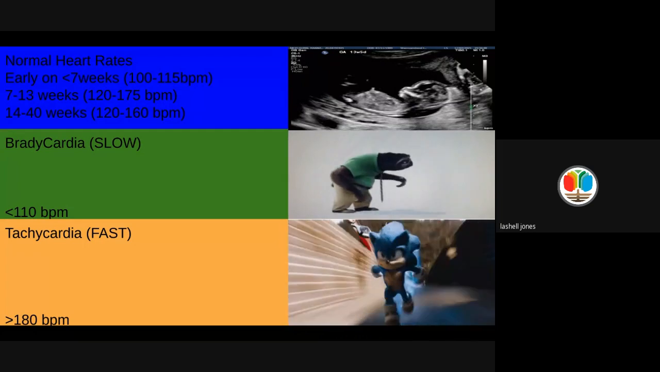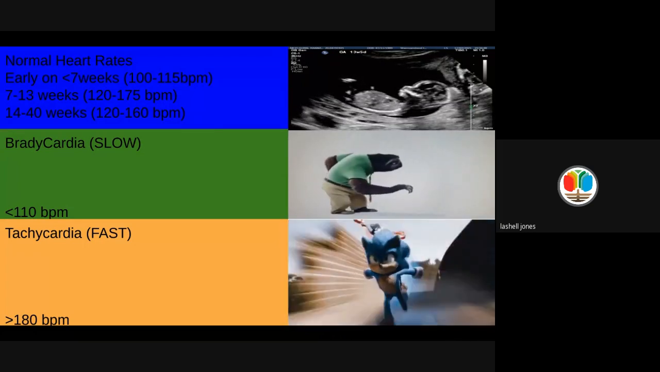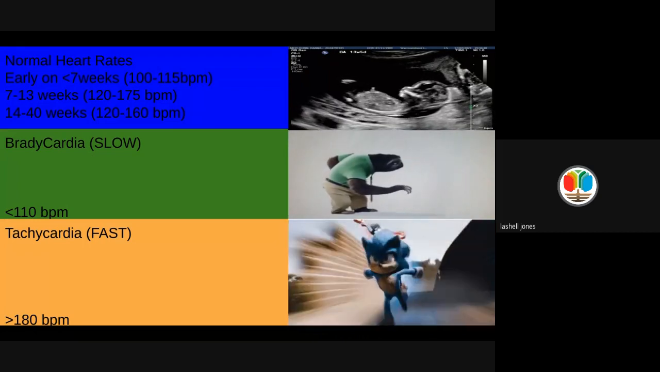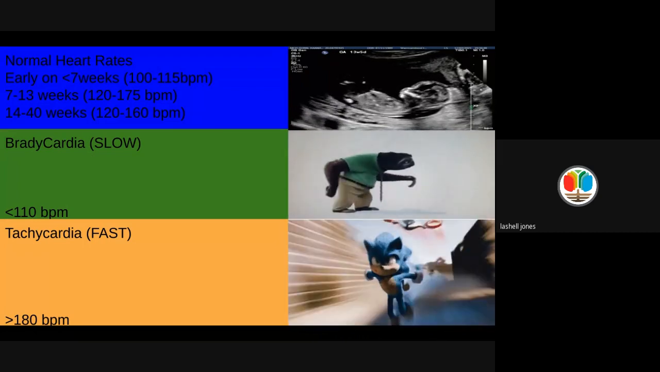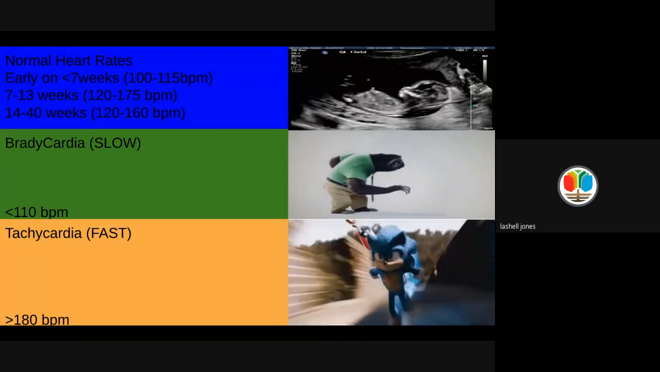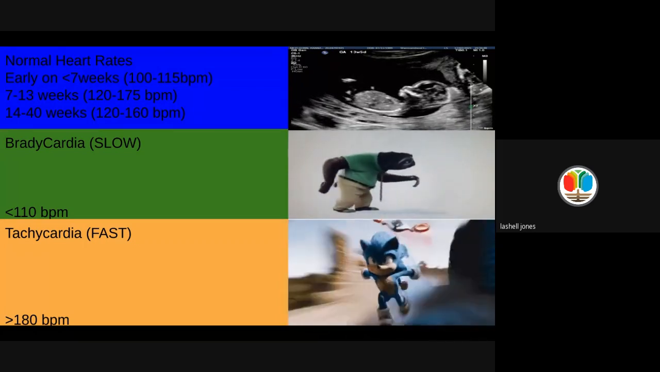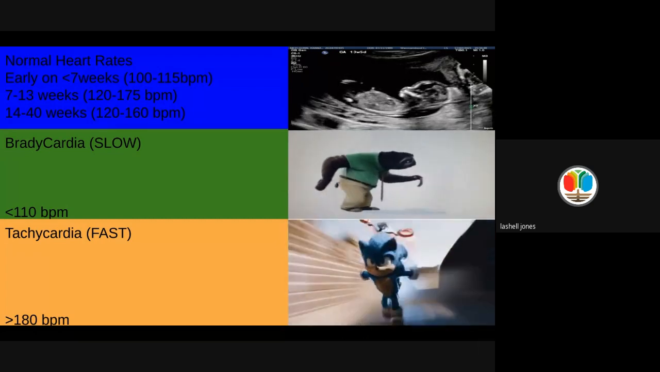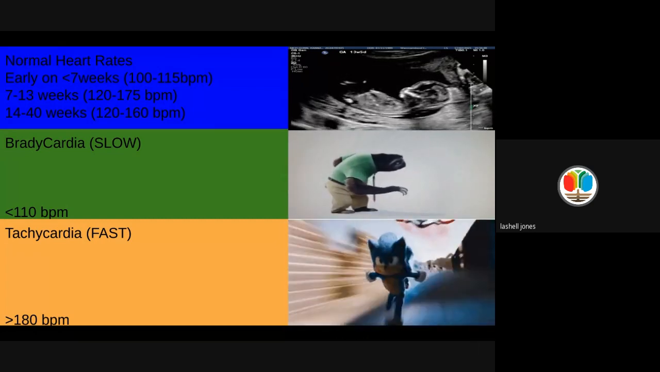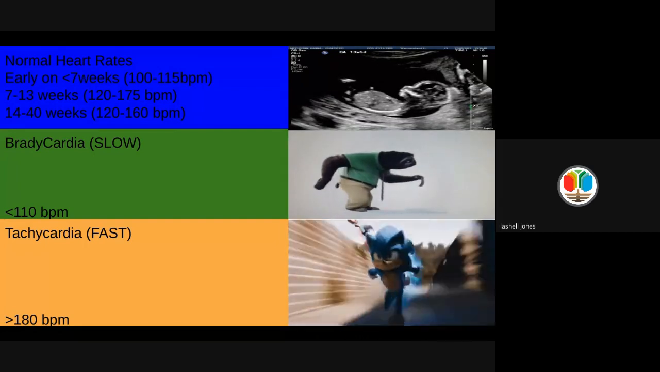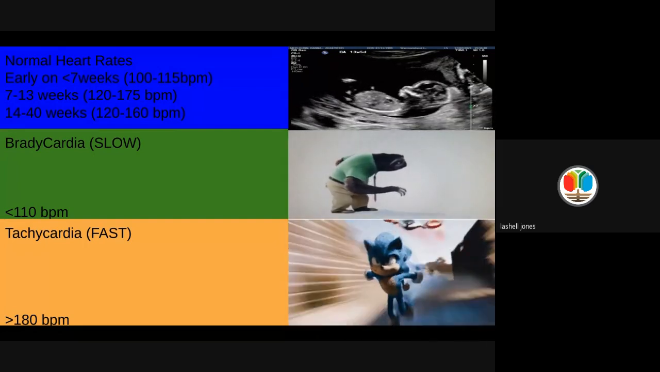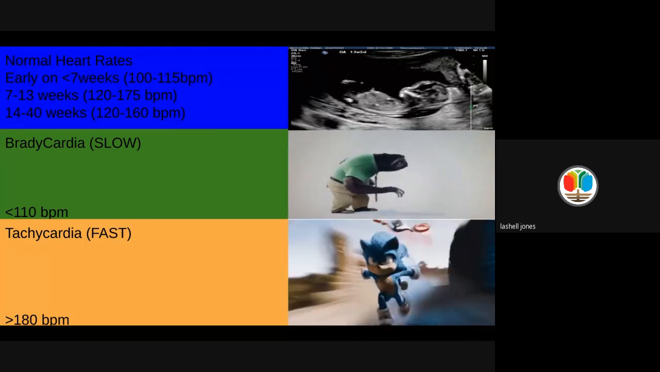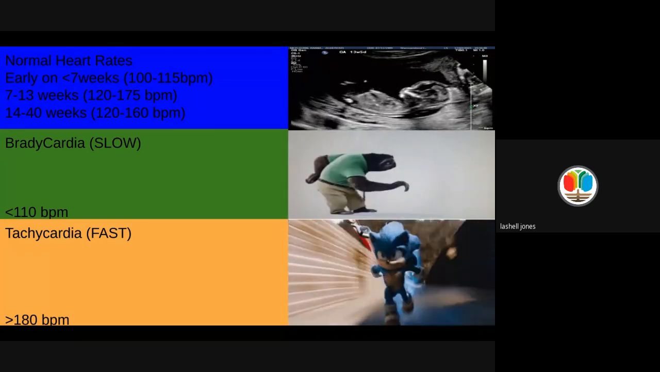Now, tachycardia is an extremely fast heart rate. That is a sustained heart rate over 180 beats. Occasionally, when the baby is breathing or has the hiccups or is moving, very hyper at the time, you may see a few accelerations, but sustained means it never goes to normal. It stays above 180 the entire time. So those are the differences between those.